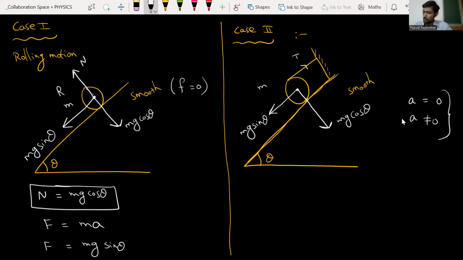Now, the radius of this cylindrical object is capital R. Here the driving force is mg sin theta, but it passes through the center point, so it cannot create any torque. But if you observe the tension T, it is an off-center force. An off-center force means a force which is not passing through the center. Due to the tension force, the object starts rotation, so we can take the angular acceleration as alpha. The surface is smooth, so the friction force equals zero.